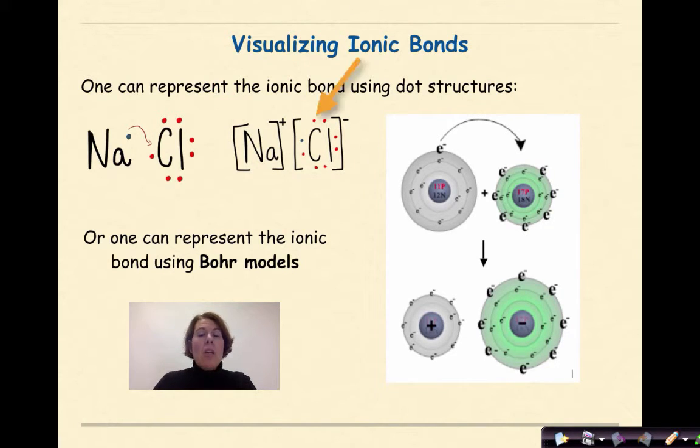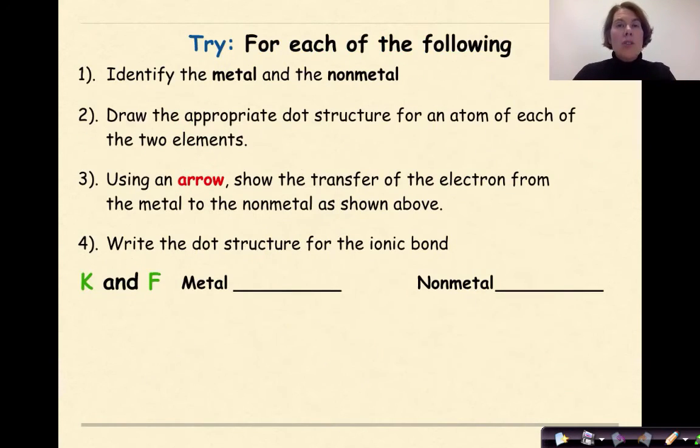On the flip side, here we have the symbol for chlorine. It has its 8 valence electrons with a charge of -1 on the outside. This is showing that electrostatic force of attraction between the sodium ion and the chloride ion. We can also represent the ionic bond using Bohr models. So as you can see over here, this Bohr model of sodium donates its one electron from the outermost shell to the chlorine atom right here. As a result, the atomic radius of the sodium decreases while the radius of the chloride ion increases as it gains that one electron.